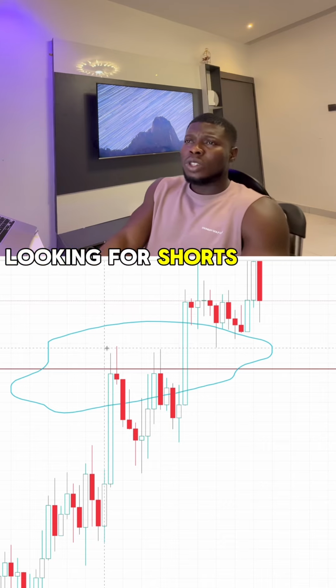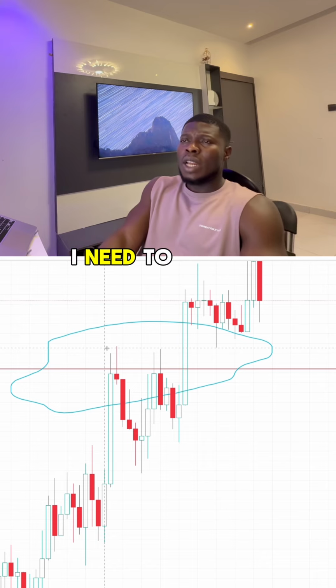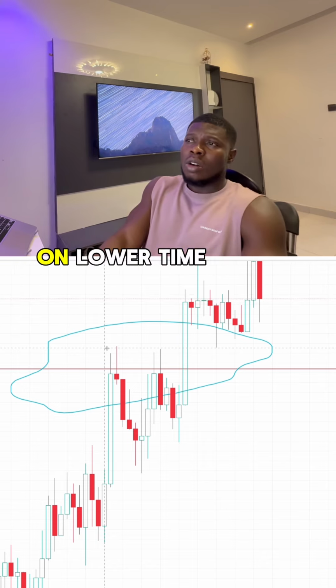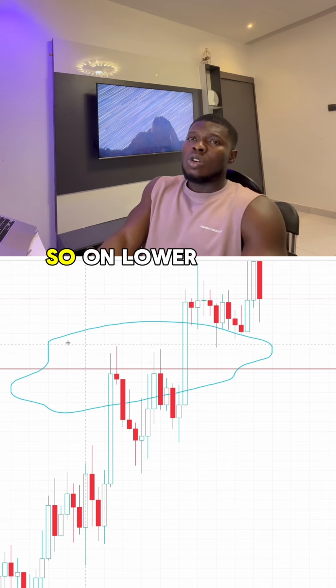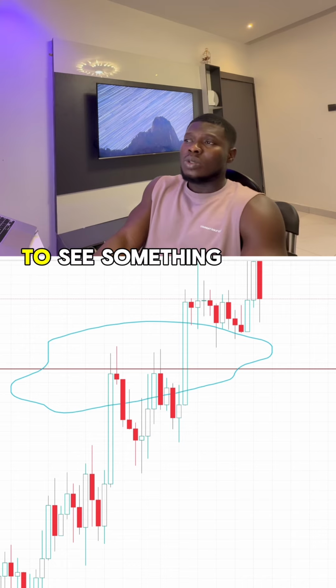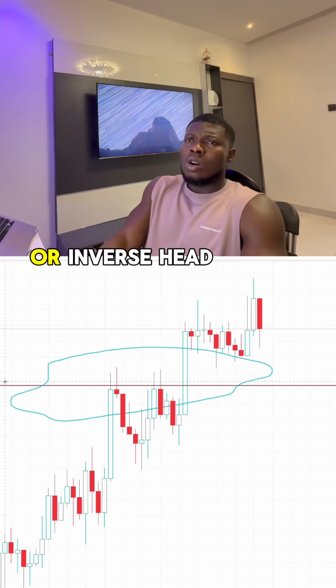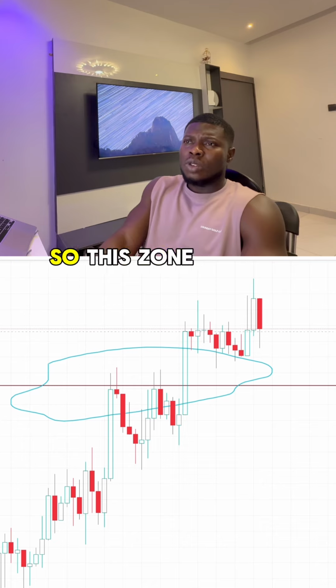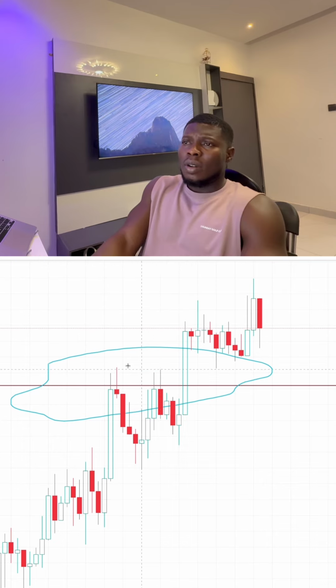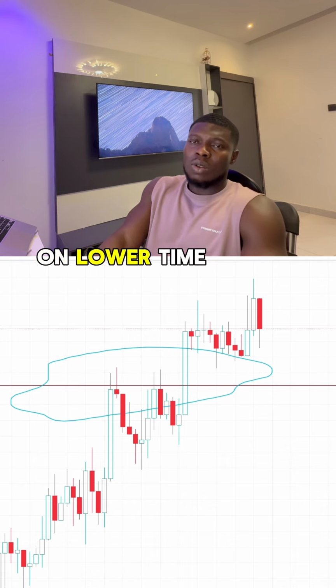So if I'm looking for shorts on the lower time frame, I need to be having my rejection, a bearish pattern, on the lower time frame. I ought to see something like a double top. Since I'm shorting, I'm looking to see something like a double top or inverse head and shoulder. So this zone is what I'm looking at on the higher time frame, and this is what is forming on the lower time frame.